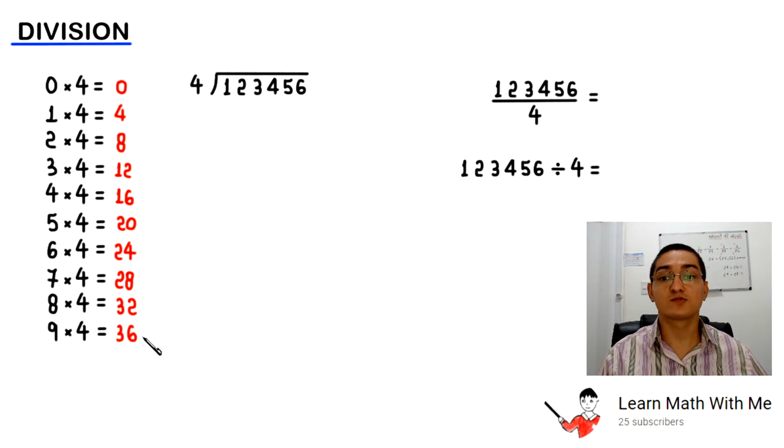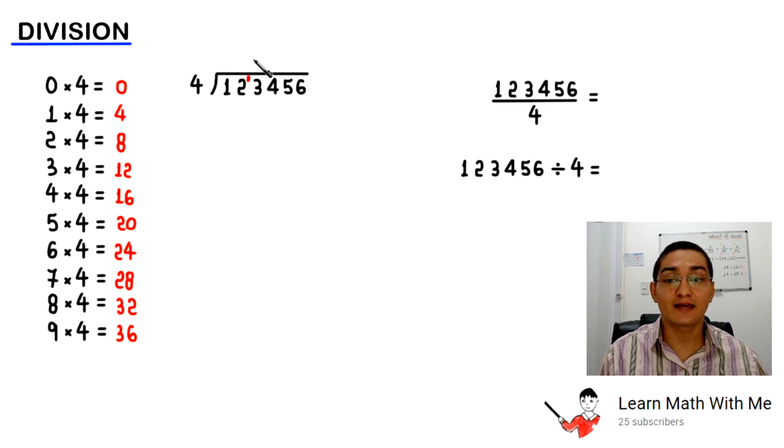Now that we have the multiplication table of 4 available, it becomes very easy to do the division. So we start by taking a look at this first digit here. It is 1. Since 1 is less than 4, we do not start. We group it with the next digit. Now we have 12, and with 12 we can start.